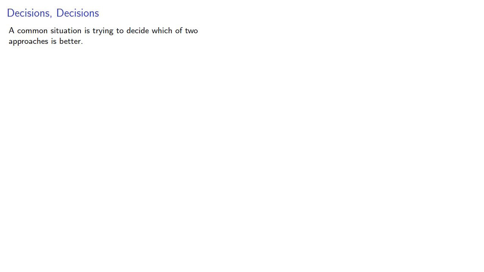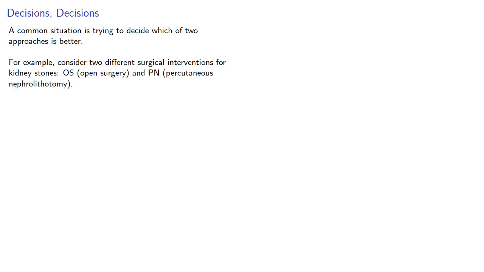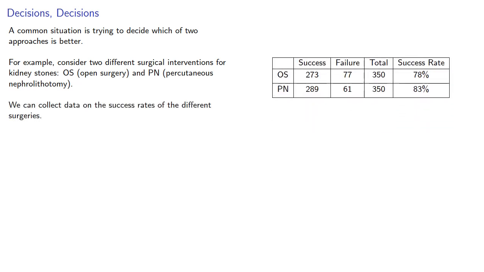A common situation is trying to decide which of two approaches is better. For example, consider two different surgical interventions for kidney stones: OS, open surgery, and PN, percutaneous, the other one. We can collect data on the success rates of the different surgeries, and it appears that PN is better.